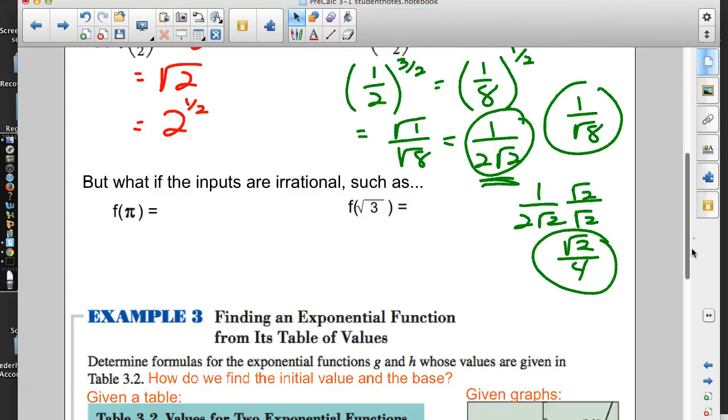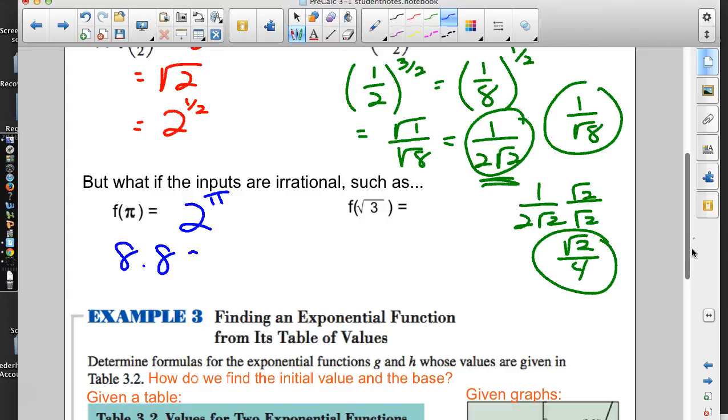All right, what if it's pi? That's an exact answer. Most of the time we're going to turn it into a decimal because we want this to thousandths. That's what we're supposed to be doing, the 3 decimal places. So 2 to the pi is 8.825. Round to 3 decimal places.